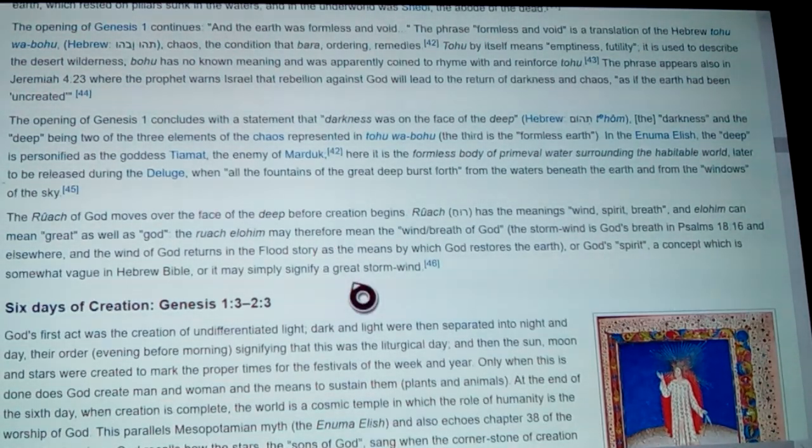Now, the Ruach of God moves over the face of the deep before creation begins. Now, Ruach has the meanings of wind or spirit or breath, like the breath of life. And so the Elohim can mean great as well as God. And I tell you, that's not true. The Elohim is actually a plural council of gods, where God's name is El, like in the Bible with the angels, and everybody has an El name, like Ezekiel and Elijah and Israel and all those. It just goes on. I've got a list of them, a page and a half long.